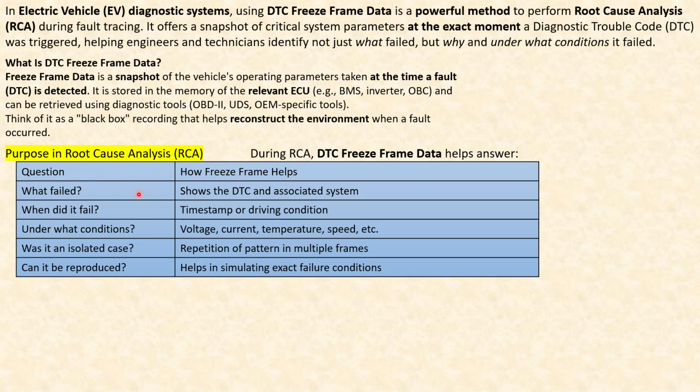First you understand what failed: it shows the DTC and associated system. Next, when did it fail: timestamp or driving condition, under what condition. Then the voltage, current, temperature, speed, etc. Now, was it an isolated case, or a repetition of a pattern across multiple frames? And can it be reproduced? This helps in simulating exact failure conditions. So during the actual root cause analysis, the DTC freeze frame helps to answer all these questions. That's the reason it is so important.